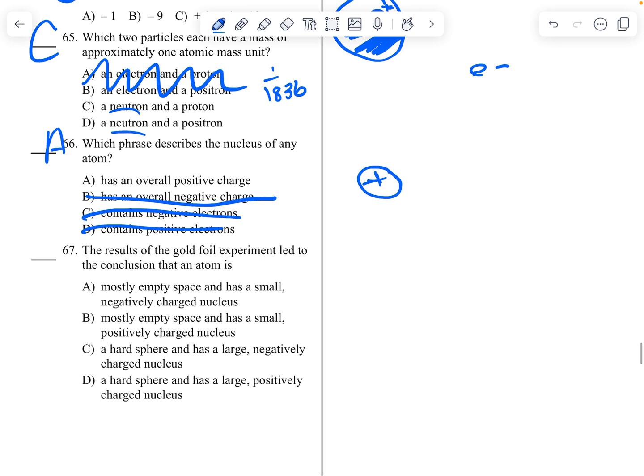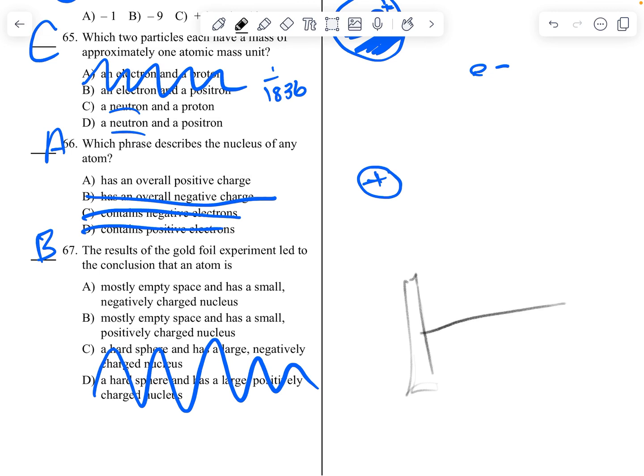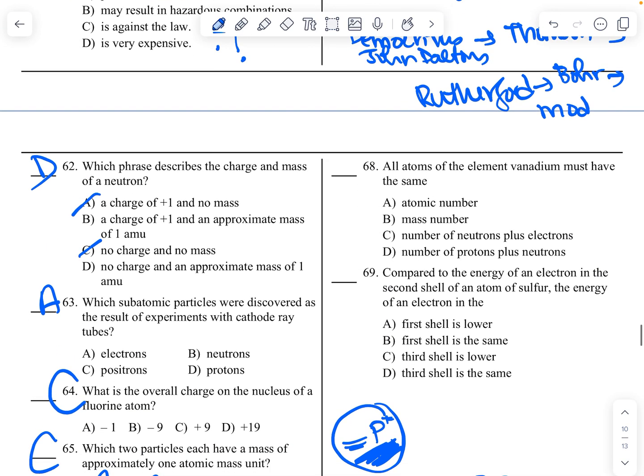Results of the gold foil experiment. The conclusion is an atom is mostly empty space and has a small, positively charged nucleus. Because remember, most of the beam went straight through. Some got weird and very, very few came back. That is a terrible diagram. I apologize. But that just shows that the very, very small positively charged nucleus hit those positively charged alpha particles, and they had to repel.